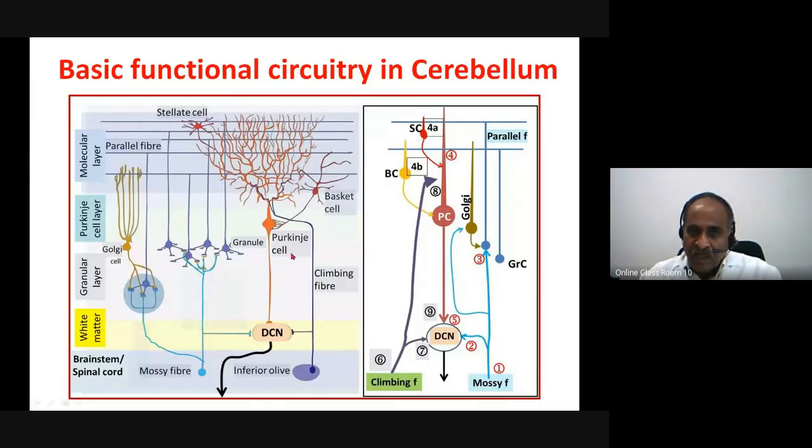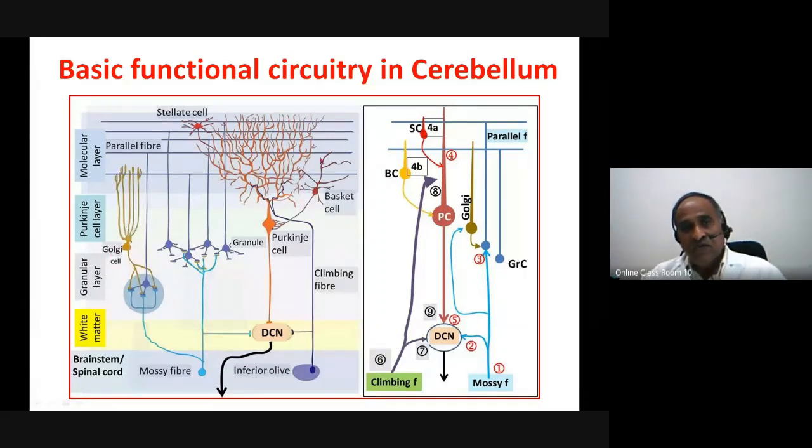Now, the Purkinje cells in turn are getting inhibitory influences from the basket cells and the stellate cells, and this type of inhibition is a feed forward inhibition, because basket cells and stellate cells are also excited by the parallel fibers. The granule cells in turn are modulated by the Golgi cell activity. That means the granular cell activity is checked by the Golgi cell.